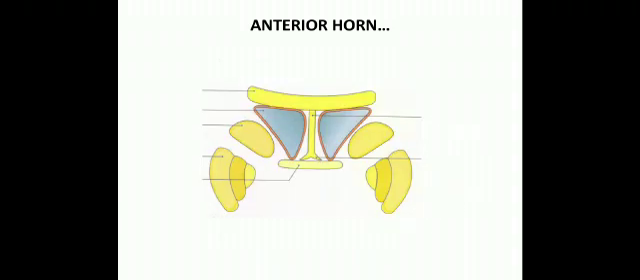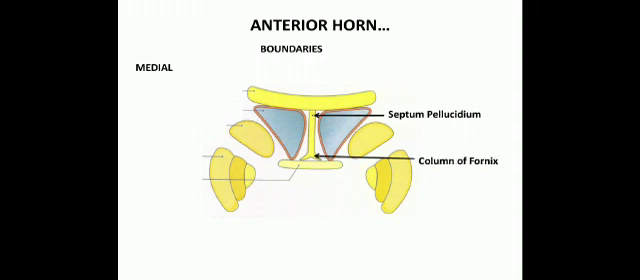Now the boundaries, which we can represent diagrammatically. Anteriorly it is bounded by the posterior surface of the genu and the rostrum of the corpus callosum. The roof is formed by the anterior part of the trunk of the corpus callosum. The floor is formed by the head of the caudate nucleus, and medially it is bounded by the septum pellucidum and the column of the fornix.